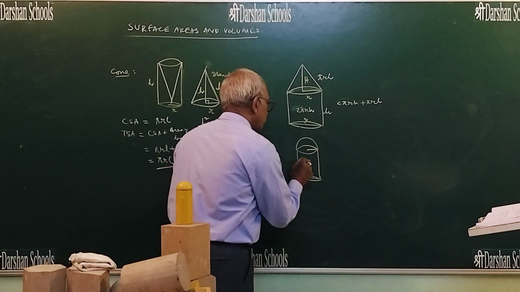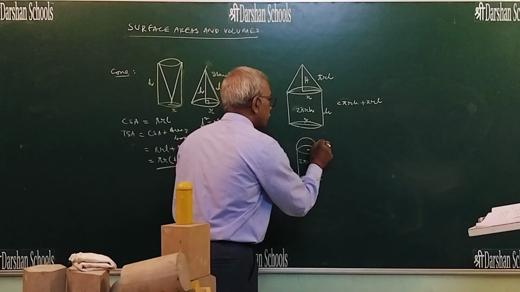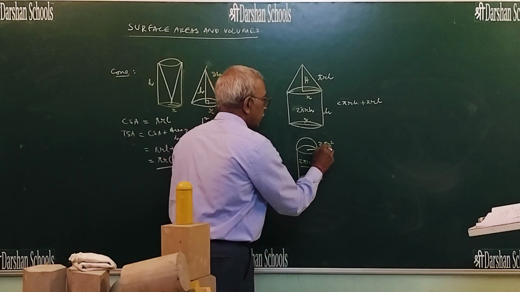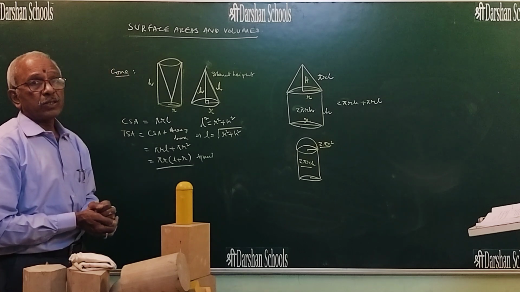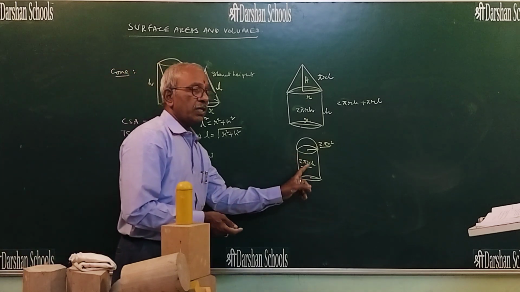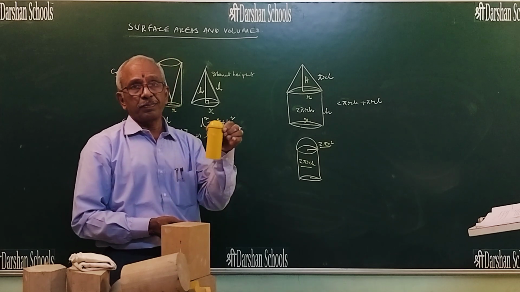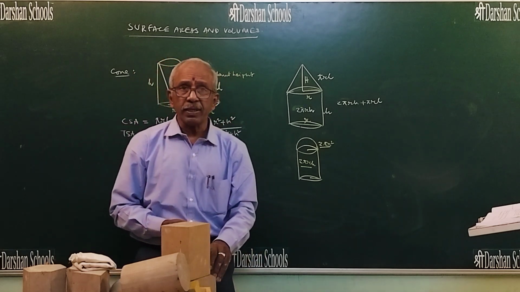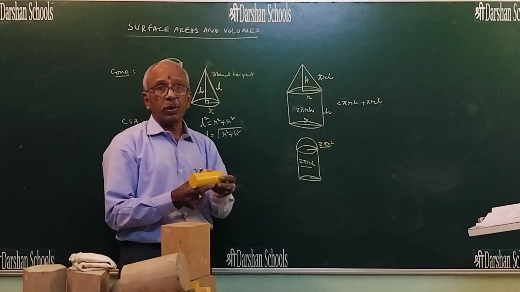Radius is same. This is 2 pi r H and this curved surface area is 2 pi r square. So the total curved surface area will be 2 pi r H plus 2 pi r square. This is curved surface area, the area of the entire mixed solid, right?